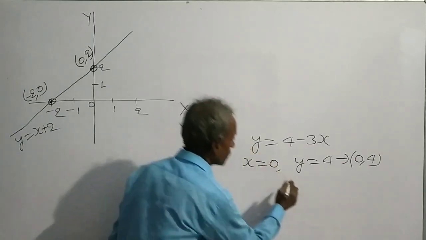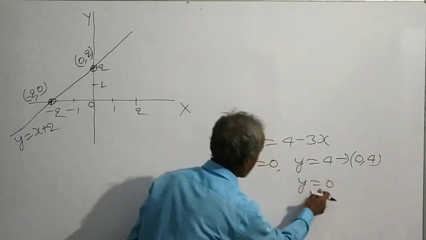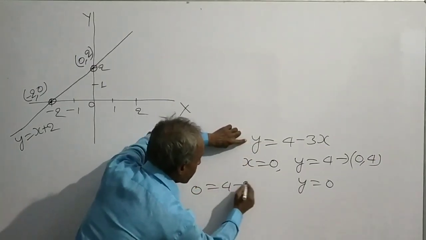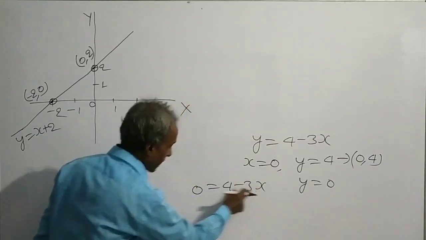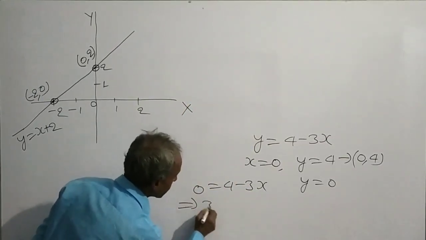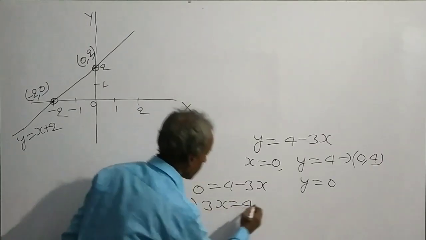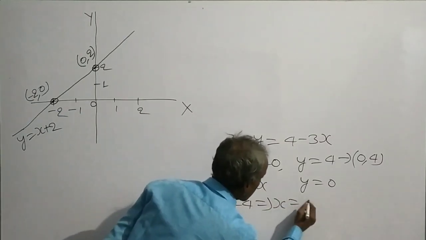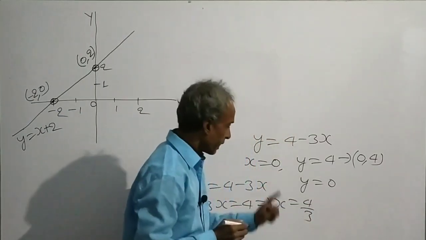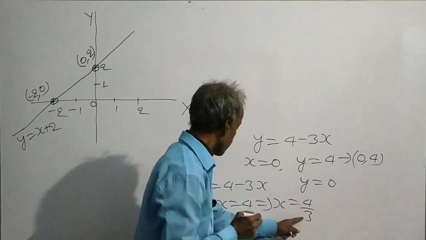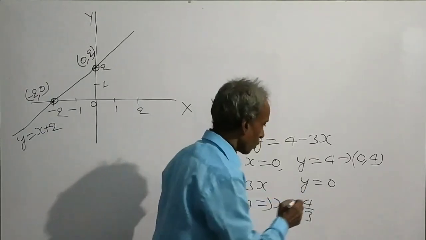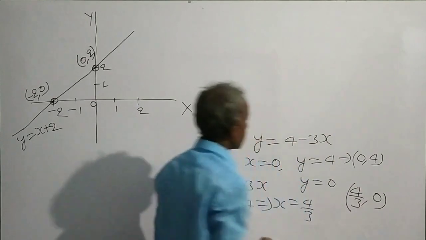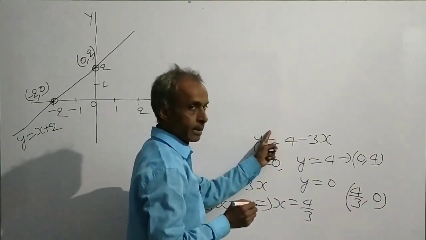Now we put 0 in place of y. When y is equal to 0, we get 0 is equal to 4 minus 3x. Shifting 3x on the left hand side, we get 3x is equal to 4. This implies x is equal to 4 by 3. Therefore, x coordinate 4 by 3 and y coordinate 0 is a point lying on this straight line.